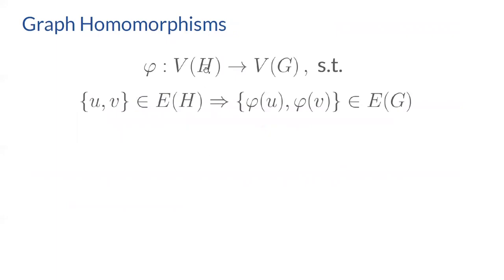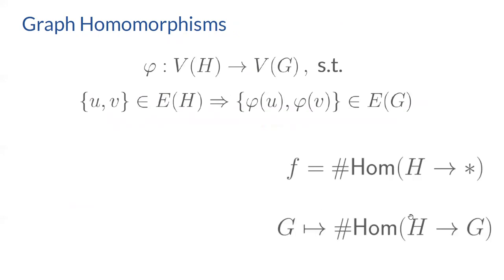To this end, let me do a quick recap on what graph homomorphisms are. Given graphs H and G, a graph homomorphism from H to G is a mapping from the vertices of H to the vertices of G that is edge preserving. We will use, again, the notation with a sharp to express functions. That is, I write #Hom(H → *) for the function that expects as input a graph G and outputs the number of homomorphisms from H to G.